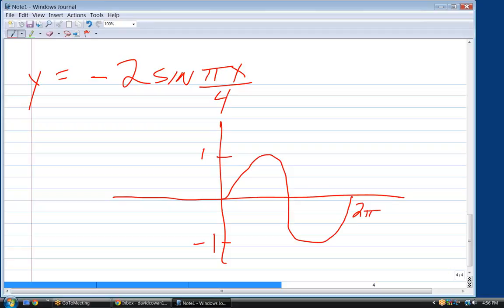What's the first transformation we're going to do? Let's do them one at a time. Okay. So it'll be reflected over the x-axis to the negative 2. So it's going to go all the way down to 2 and up to 2. So that would be minus 2 sine x. Let's label that. That's y equals minus 2 sine x.